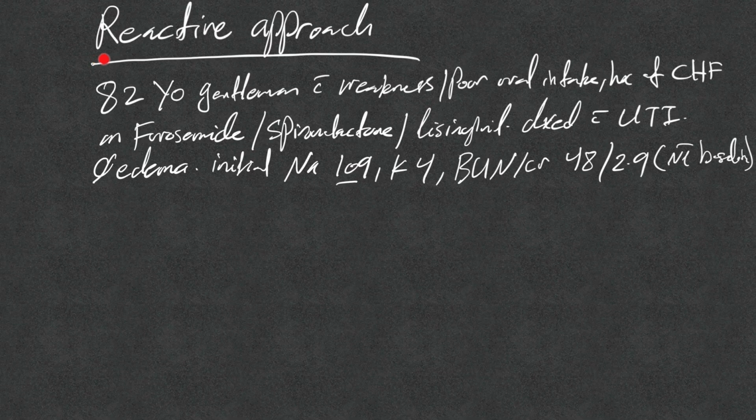Let's take an example of the reactive approach. Here, an 82-year-old gentleman with weakness, poor oral intake, history of CHF on furosemide, spironolactone, lisinopril, diagnosed with UTI. There is no edema on physical exam. Initial sodium level was 109, potassium 4, initial BUN and creatinine 48 and 2.9, and normal BUN and creatinine at baseline.